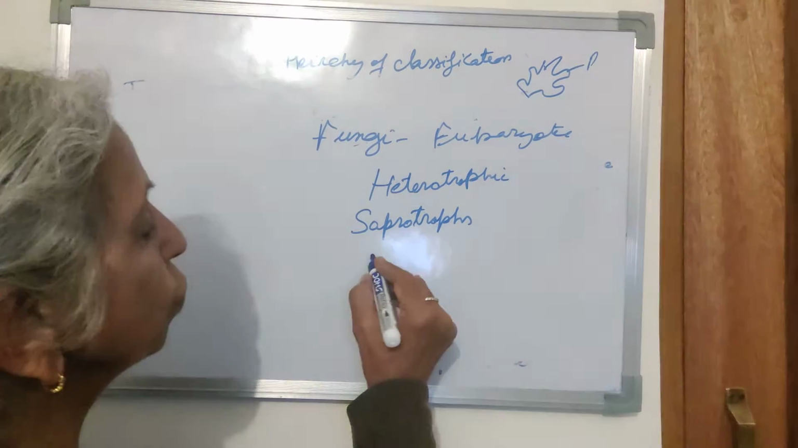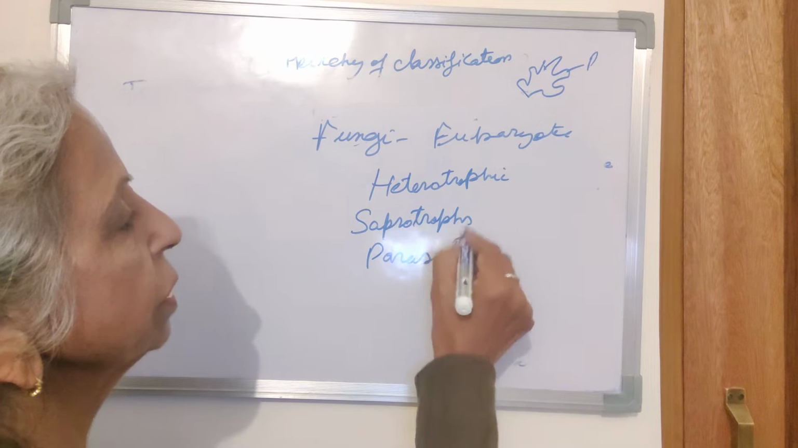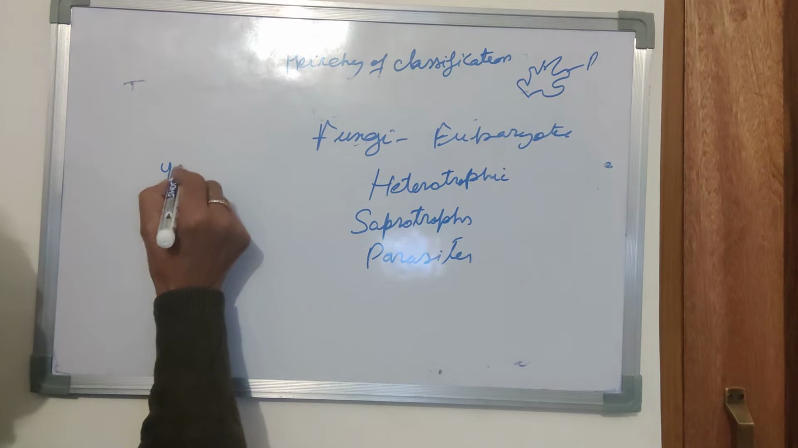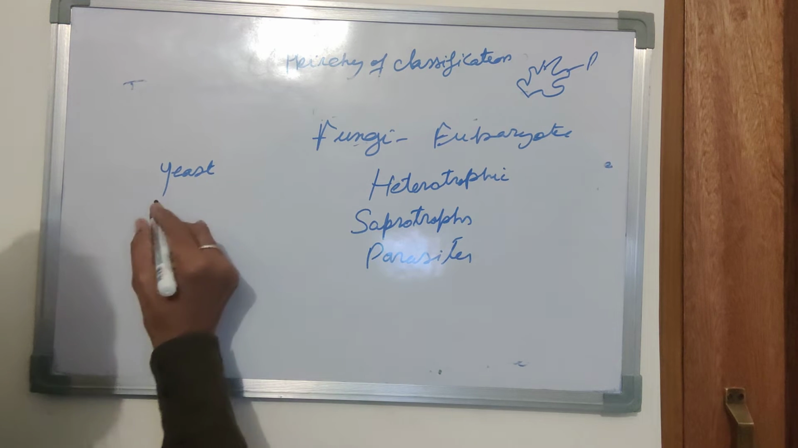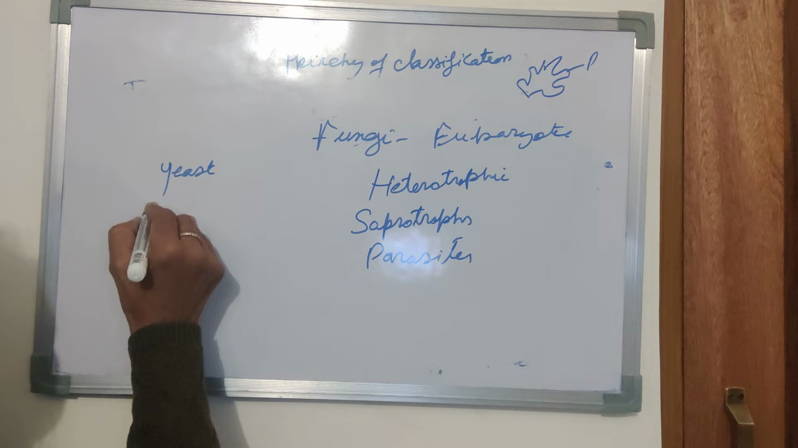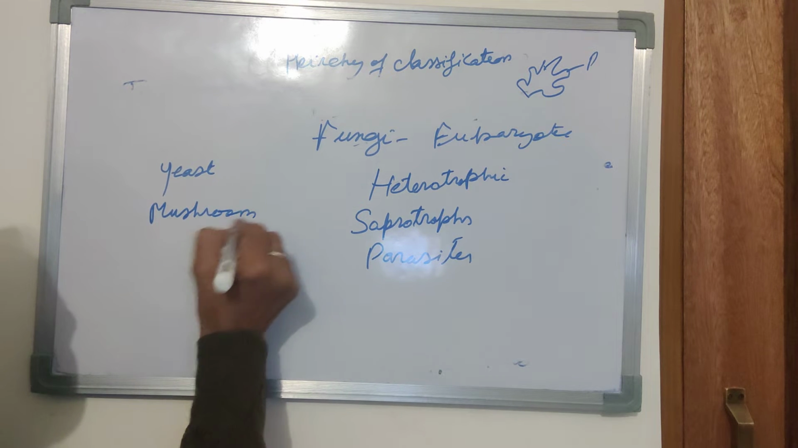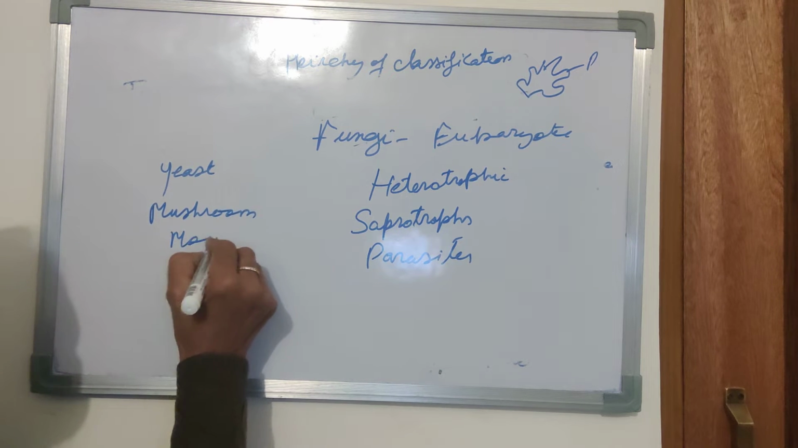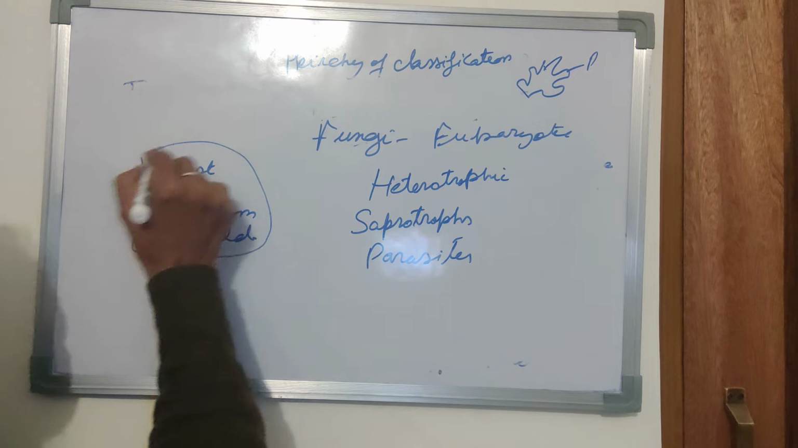When they obtain their food from the living organism, they are called parasites. Examples are yeast, it is a parasite; saprotroph for mushroom, mold. These are the examples: yeast, mushroom and mold.